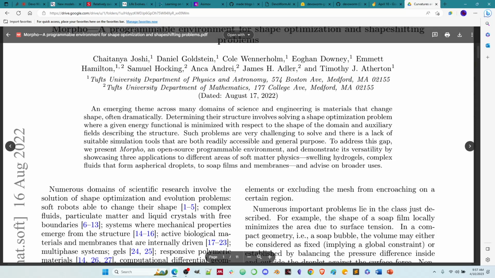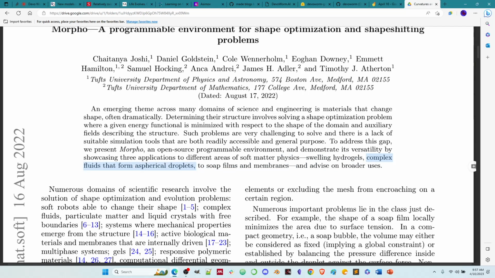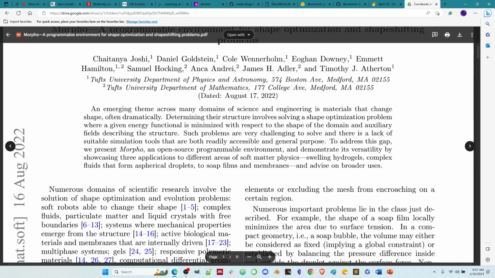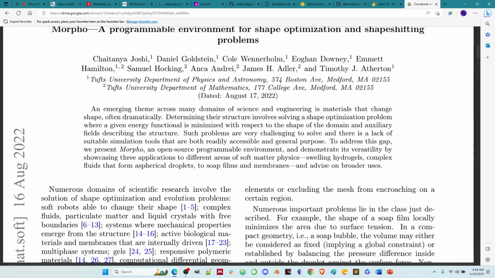So this is where they introduce Morpho, and they demonstrate the versatility by showcasing three applications in different areas of soft matter physics: swelling hydrogels, complex fluids that form aspherical droplets, so they're oblong shaped or non-spherical, to soap films and membranes, and advise on broader uses. So you have these soap films and membranes, which are surfaces that have bubbles, and they have these edges that are continuous. So you have this network of edges for the soap film.